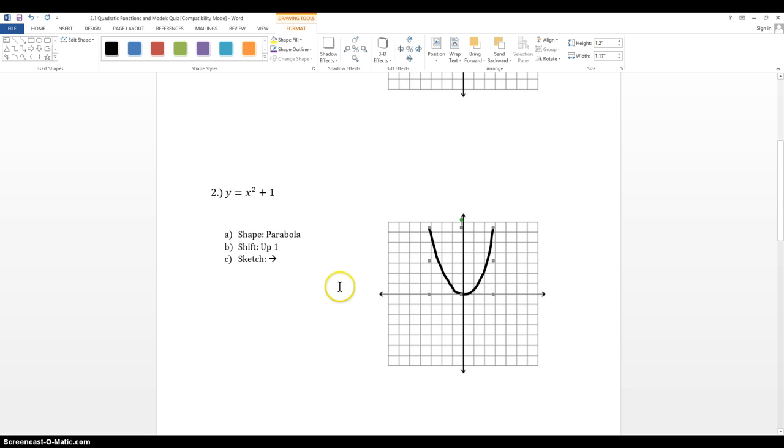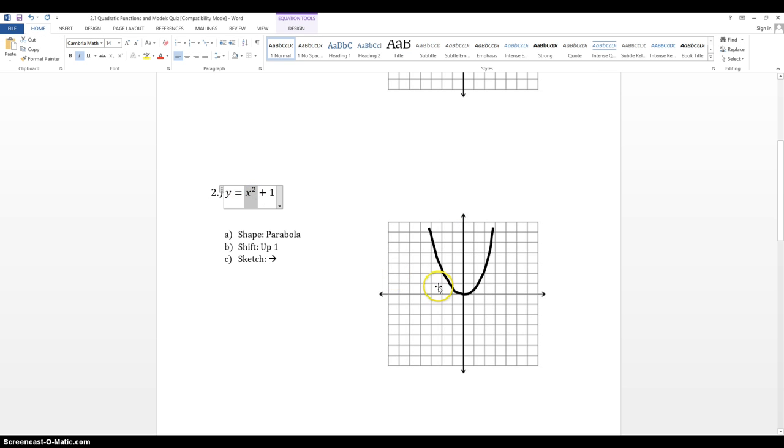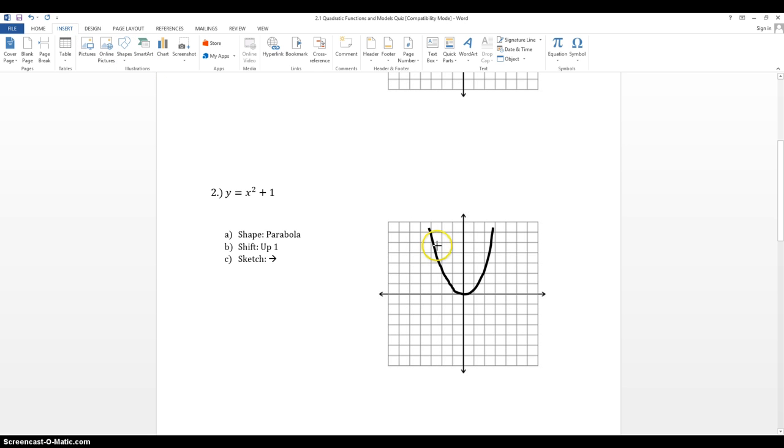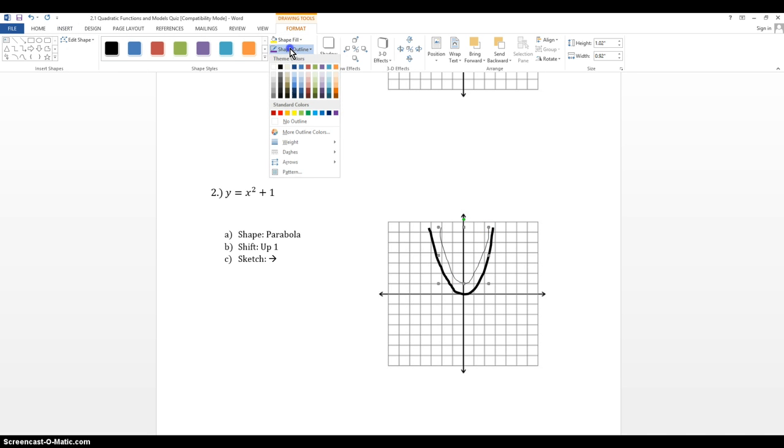Okay, and then I actually do my shift, so it's a parabola, and I believe it's still opening up because this x squared is positive, and all we do is just move it up 1 unit. So let me go ahead and draw my new transformation function, which is right there. And now make that in red.